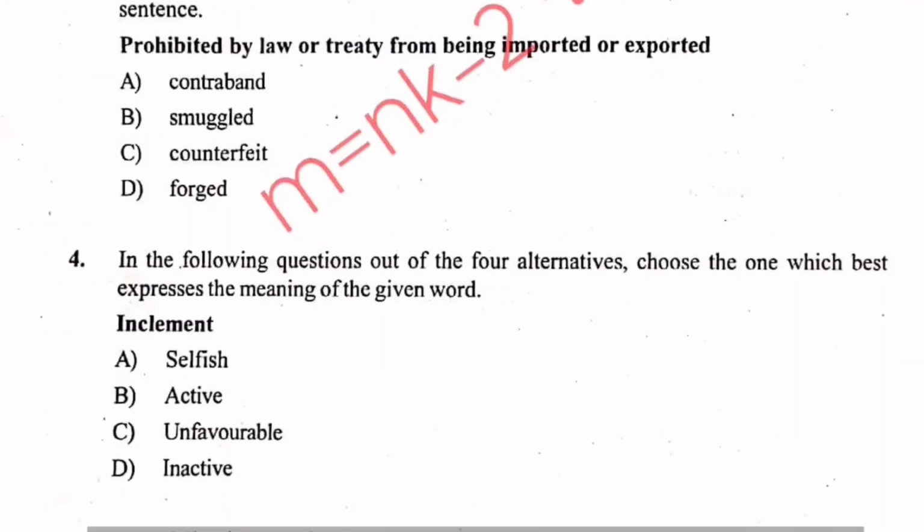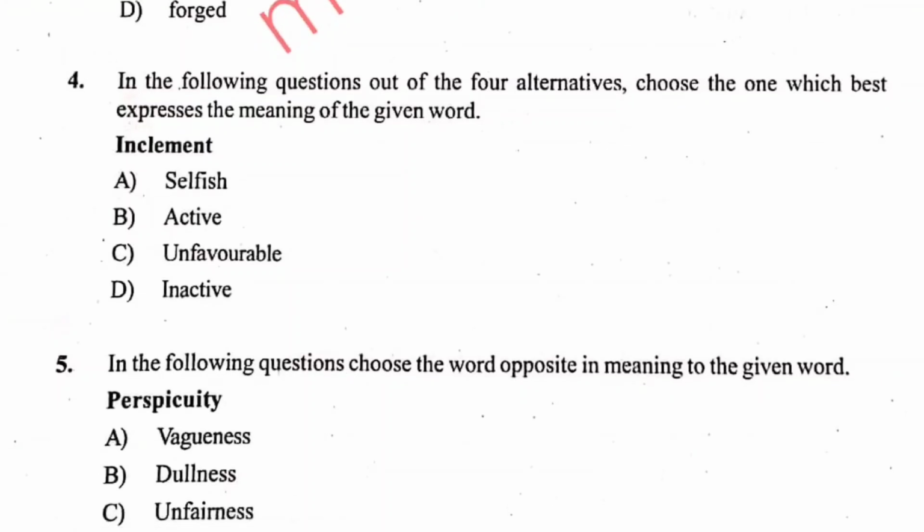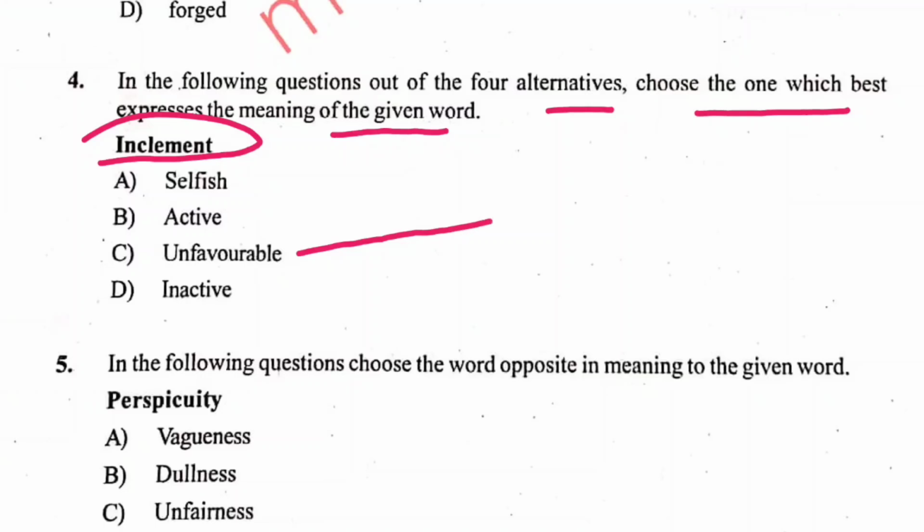Next question is, in the following question, out of the four alternatives, choose the one which best expresses the meaning of the word. So we have inclement, we know it often is unfavorable. I guess it should be unfavorable. Like we say here, we have inclement weather in Kashmir.